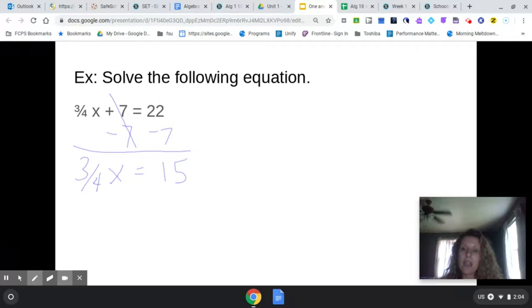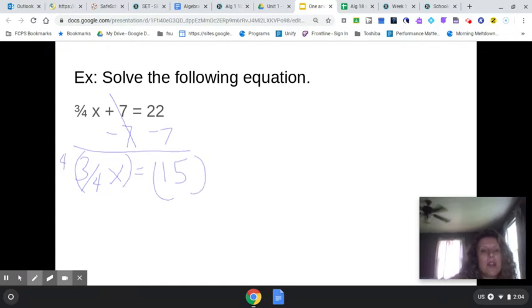And again, the operation that I see on the left, 3/4 times x. I could think divide, but dividing by a fraction is kind of tricky. So we're going to multiply by the reciprocal instead. So the reciprocal of 3/4 would be 4/3. Again, we just flipped that fraction over. The reciprocal means you flip it.